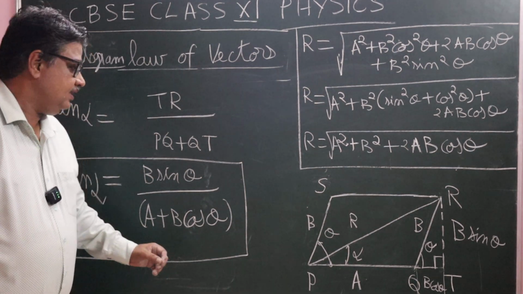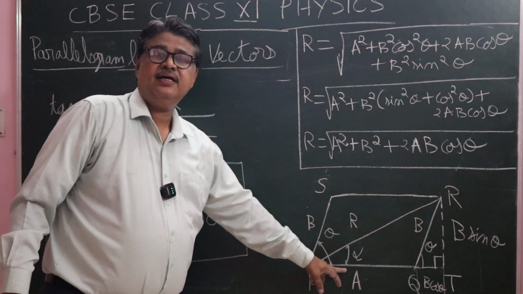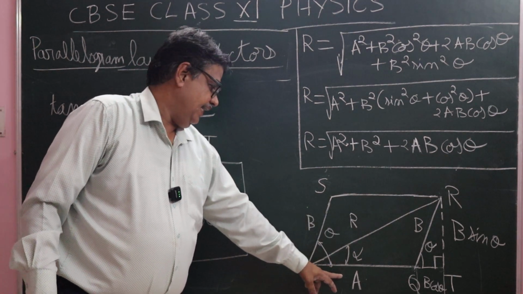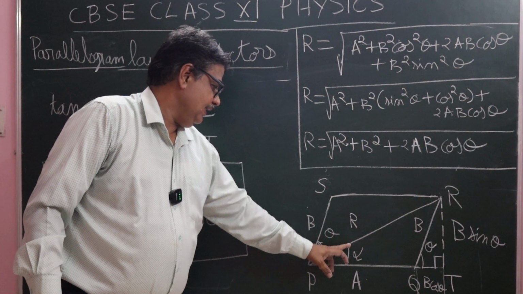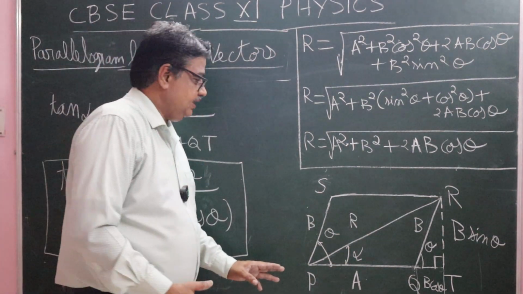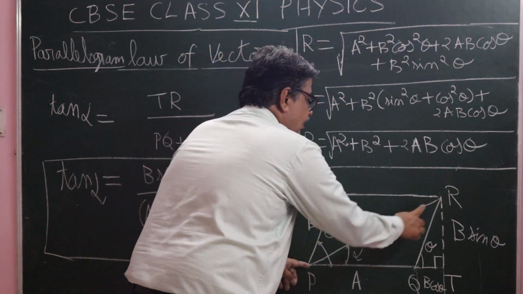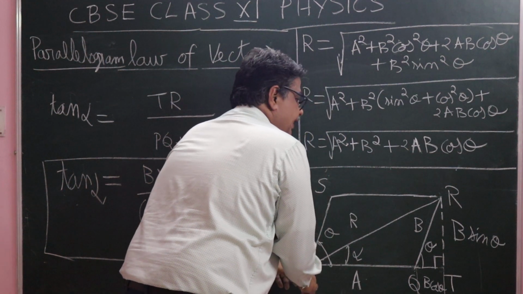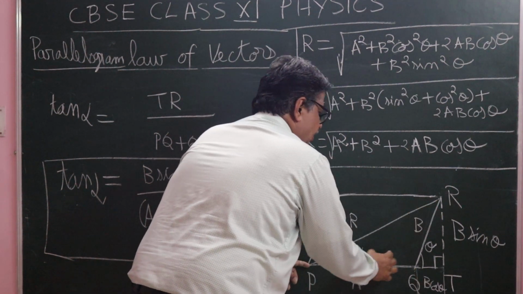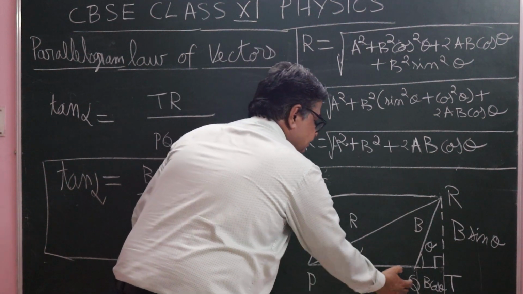Now let us see the angle alpha between the resultant and vector A. This is A. Between A and R, the angle is alpha. So tan alpha is equal to opposite by adjacent. Consider this triangle PRT. In PRT, the opposite is B sin theta, and the adjacent is A plus B cos theta.